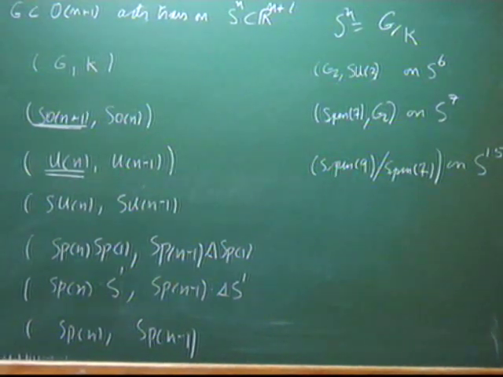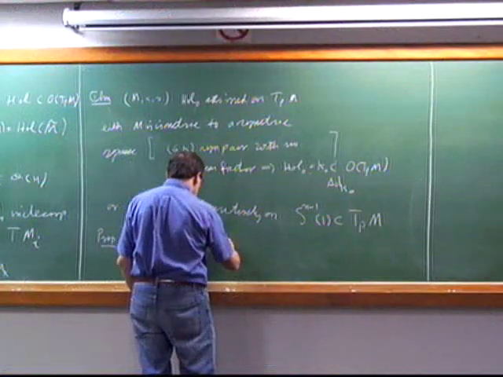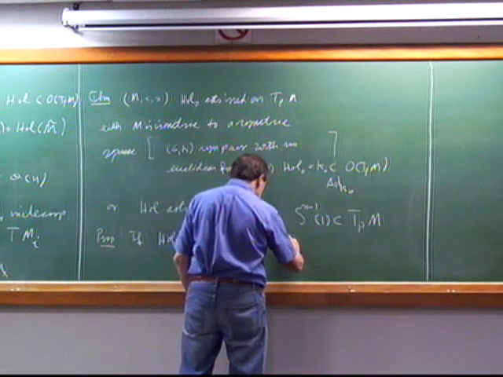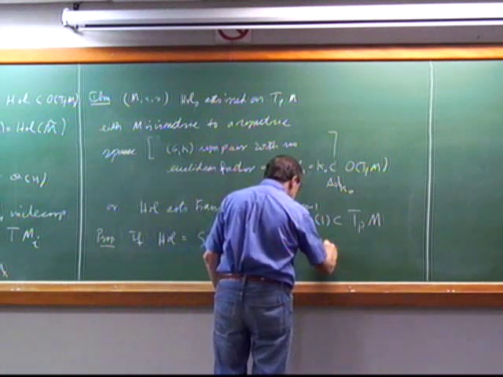If Hol equals Sp(n) times a circle, this implies Hol is equal to Sp(n).